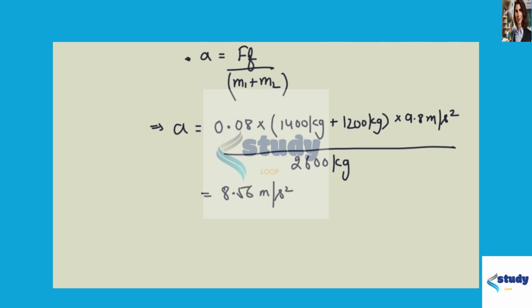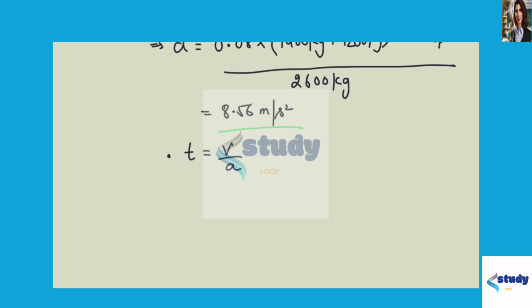The time it takes for the cars to come to a stop is given by t, and that is equal to the velocity upon the acceleration, where v is the initial velocity of the cars, which is 10 meter per second. Therefore the time t is equal to 10 meter per second upon the acceleration, that is 8.56 meter per second square, and this comes out to be 1.17 seconds.